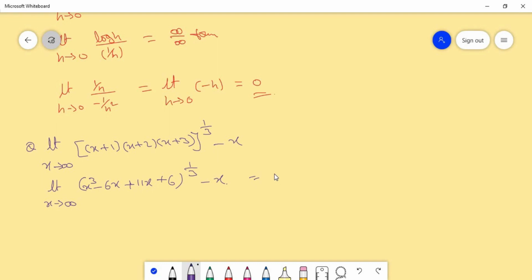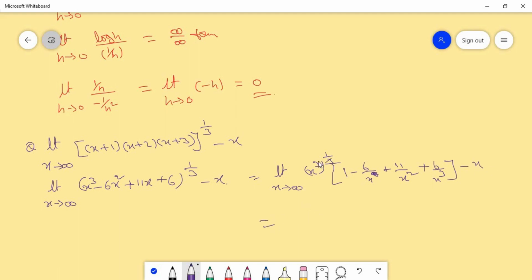What to do now? Now take x cube outside. Limit x tends to infinity, take x cube outside, x cube power 1 by 3. Then the remaining is 1 plus 6 by x plus 11 by x square plus 6 by x cube, minus x as it is.